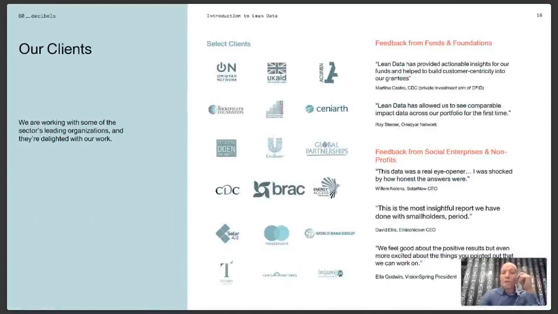This is a little bit of a sense of the folks that we're working with, so I won't spend too much time on this, but as you can see, it's mostly impact investors, foundations, and corporations, as well as some NGOs directly.